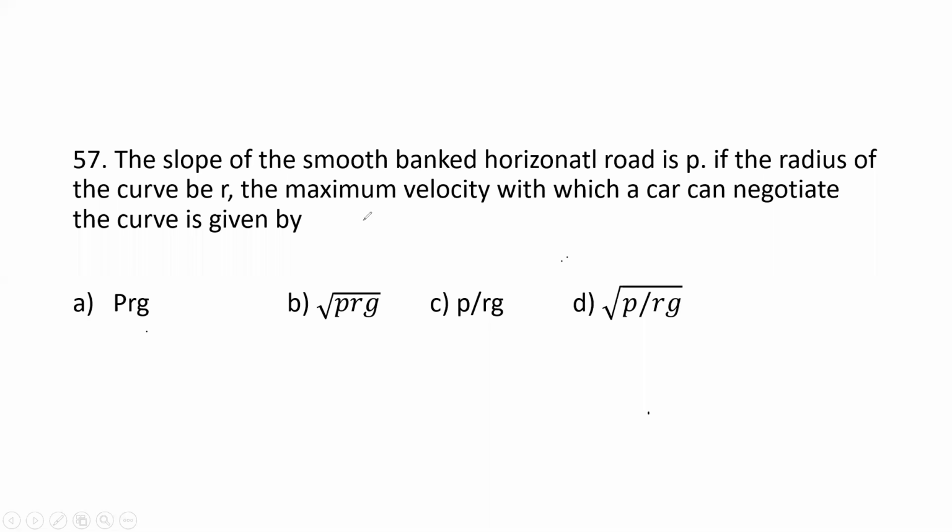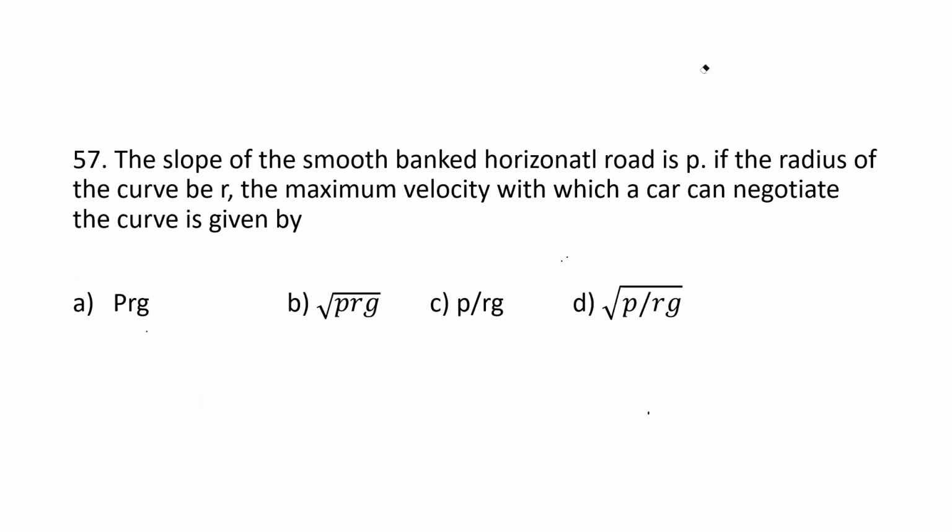So here we can take tan theta is equal to V square divided by R into G. This implies the slope is tan theta. So here the slope is given as P. This is equal to, P is equal to V square divided by R into G. That implies V is equal to under root of P R into G. That is option B is the right option here.